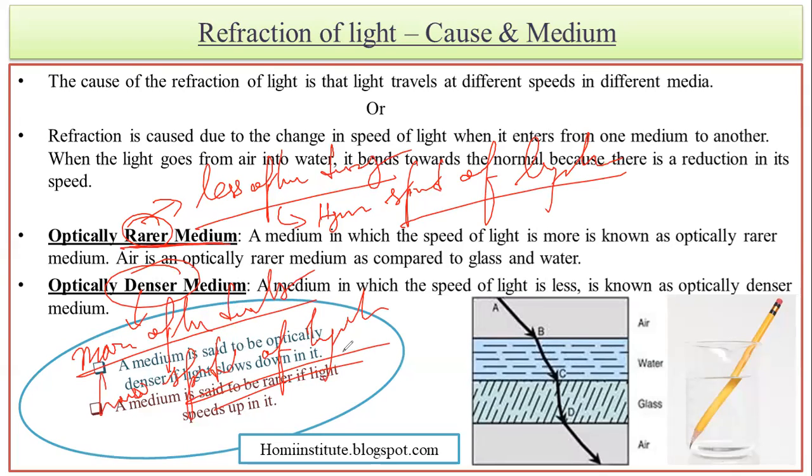As today's class is going to end in a few seconds, I will not discuss more on this one, but in tomorrow's class, I will continue from this particular topic and we will discuss what is a rarer medium, what is a denser medium, how optical density determines the speed of light, and how the speed of light causes the refraction of light in different mediums. Okay, so please all of you revise till here.